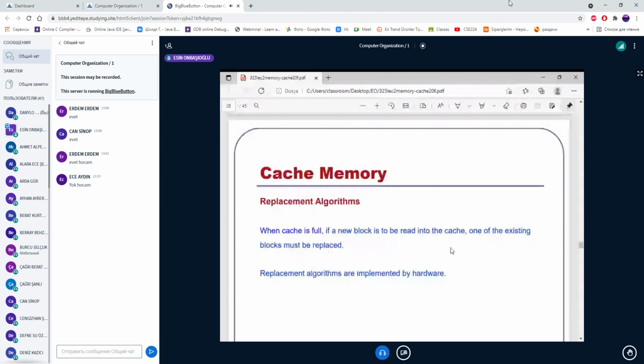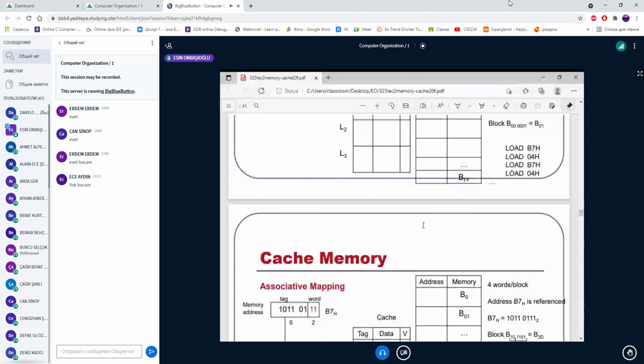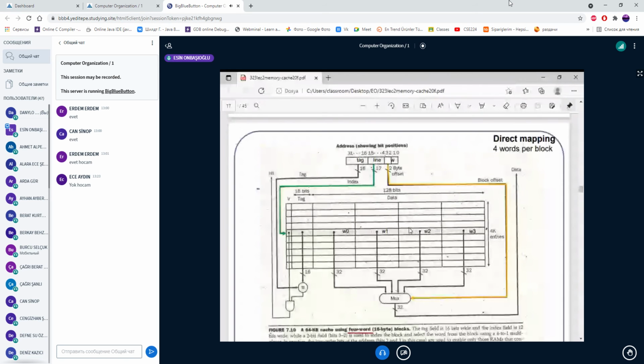Okay, I want to talk about this hardware now. Let's see the direct mapping hardware. Here, this is for direct mapping. Again, words exist in a block. So this is the address, the memory address. It has word, line, and tag fields. As there are 4 words in the block, 2 bits are required for the word field. And assume that there are only 12 bits for the line field.